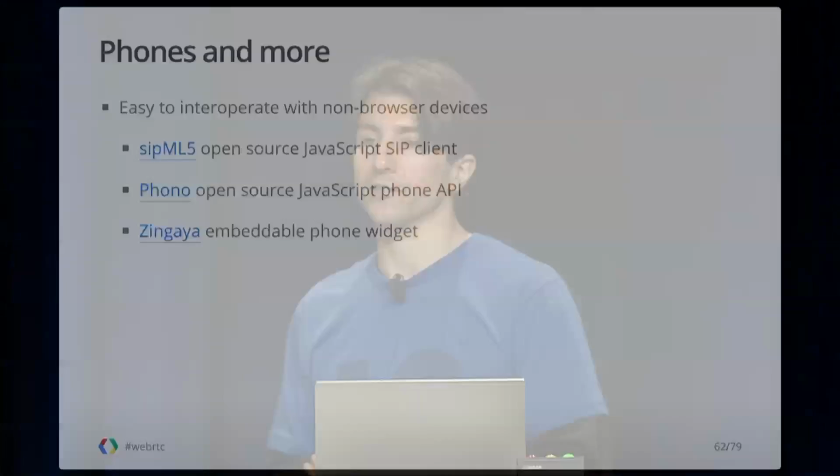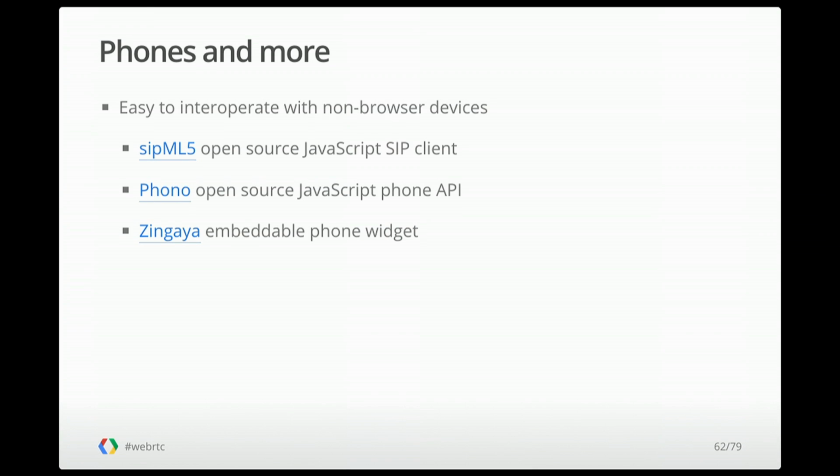So WebRTC is made with standards in mind. And so you can connect to things that aren't even WebRTC devices. And one thing that people might want to talk to from WebRTC is phones. And there's a bunch of easy things that can be dropped into your web page to make this happen. There's SIPML5, which is a way to talk to various standard SIP devices, Phono, and what we're going to show you now, a widget from Zingaya to make a phone call.